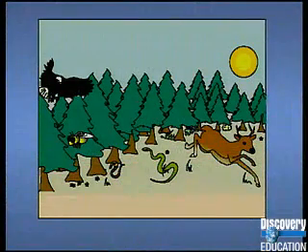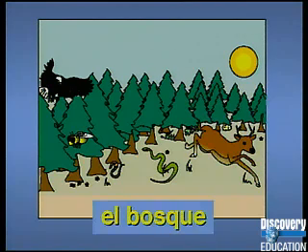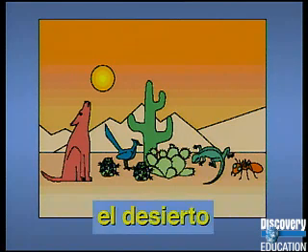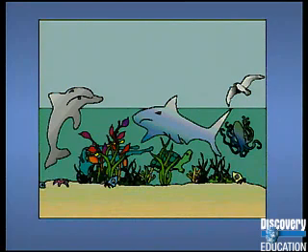This first one we looked at has a lot of trees and a lot of wildlife. Do you remember what it was called? A la una, a las dos, a las tres. El bosque. El bosque, that's right. And then there's this one, real dry, a lot of sand, a lot of cactus. El desierto. El desierto.